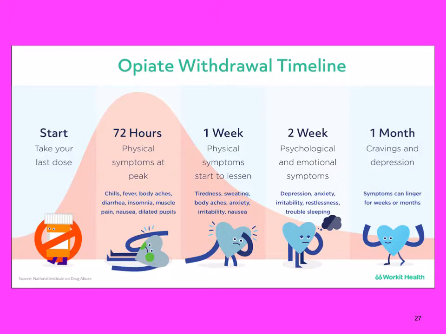It shows you the timeline for opiate withdrawal. So even if the patient is not having any type of physical symptoms, you can see that when you're taking care of a patient, they will continue to have those cravings and depression for up to a month later. It takes that long for it to get through their system.